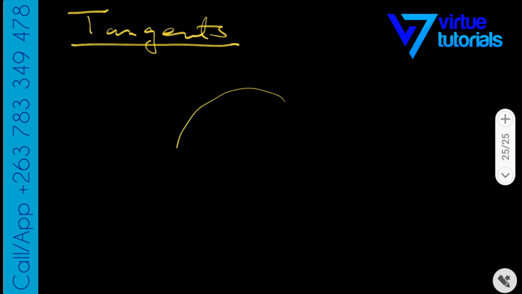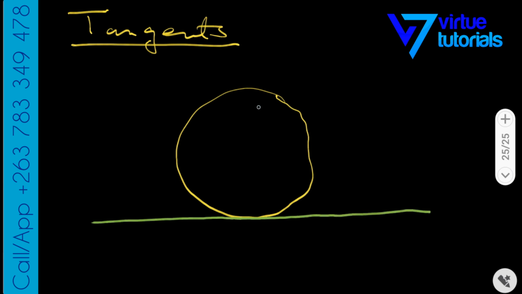If I have a circle like this, and I have a straight line that passes by, making contact with the circumference, but not cutting into the circle, right? This line here is just kissing the circle as it passes by. It just touches the circumference but does not cut into the circle. So that's what we call a tangent, right? A tangent just makes external contact with the circle.